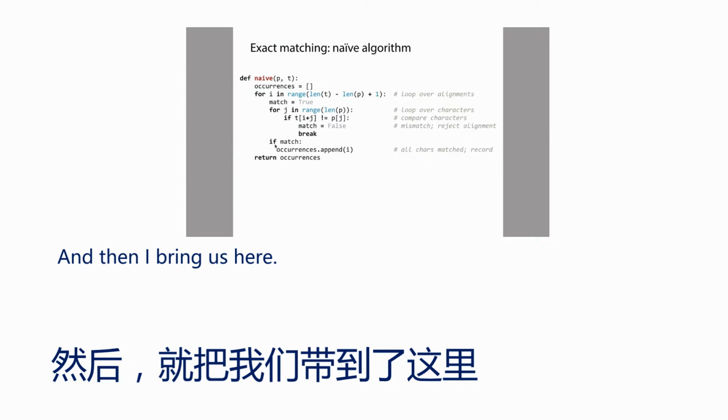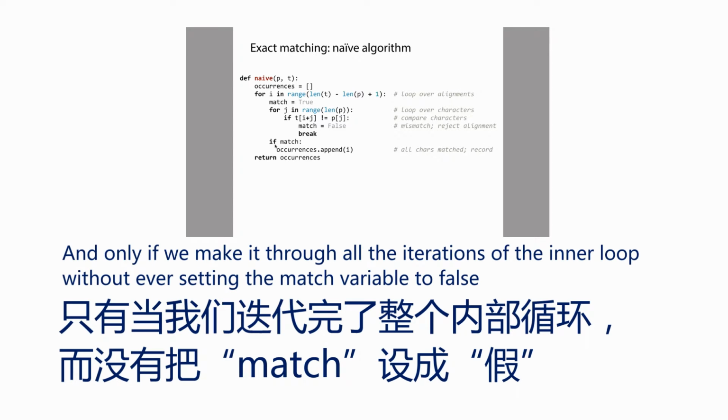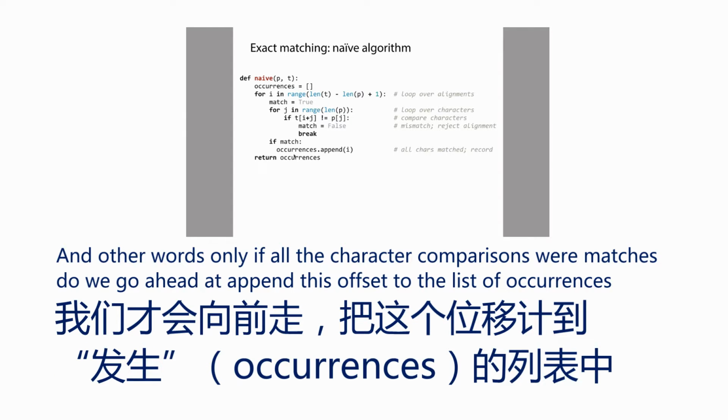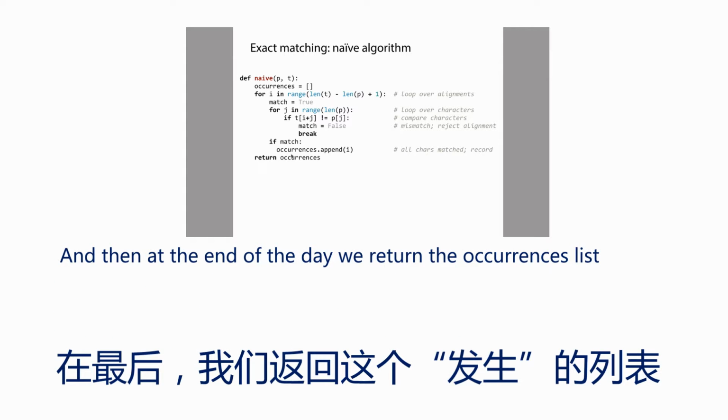And that brings us here. Only if we make it through all the iterations of the inner loop without ever setting the match variable to false, in other words, only if all the character comparisons were matches, do we go ahead and append this offset to the list of occurrences. And then at the end of the day, we return the occurrences list.